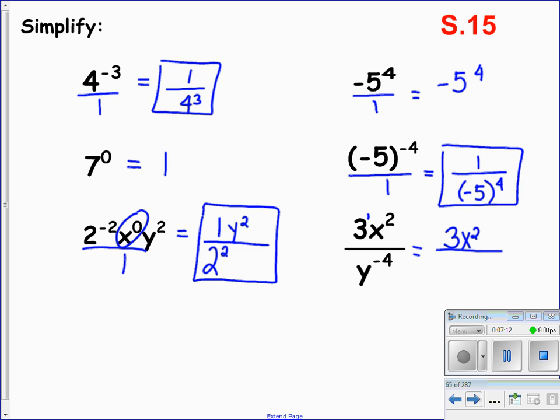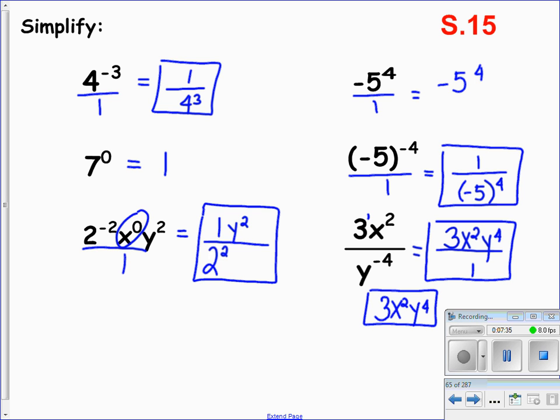Now let's take a look at that denominator. Y to the negative 4th. I have a negative exponent. Not the right location. You are going to now have to take the reciprocal. So y to the 4th goes in the numerator. So that would be my final answer. And you could write that just as 3x squared y to the 4th. You do not have to put it over 1. I'm just putting it over 1 right now to show you what is happening.